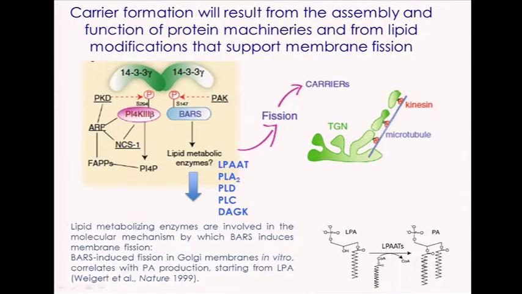But in particular, in our lab, we could show at the very beginning of the story that BARS was coupled to the formation of phosphatidic acid. And in fact, the fission induced by BARS in Golgi membrane in vitro was coupled to an increase of this compound, and this lipid is known to be a fission-favoring lipid, that is, it can favor the fission of the membrane. So could this be the molecular mechanism of BARS?